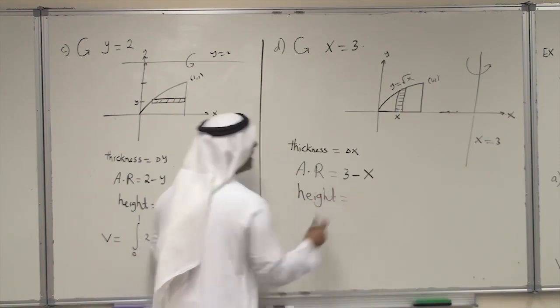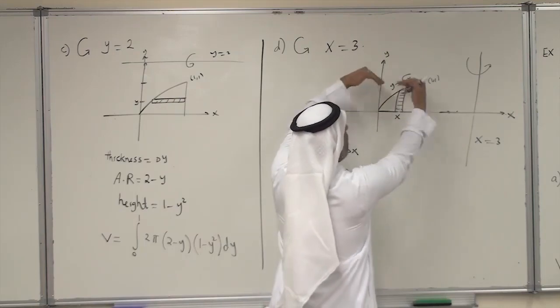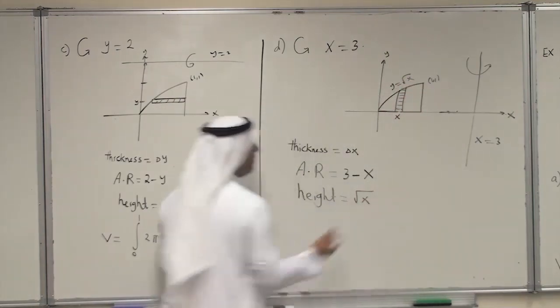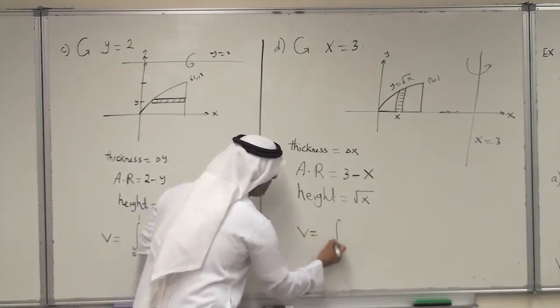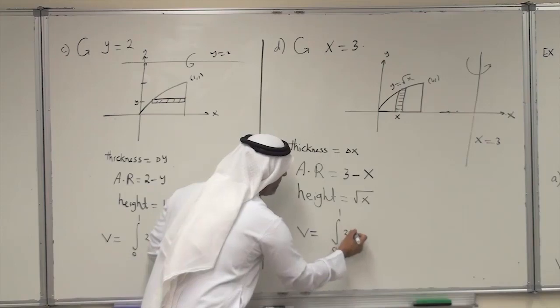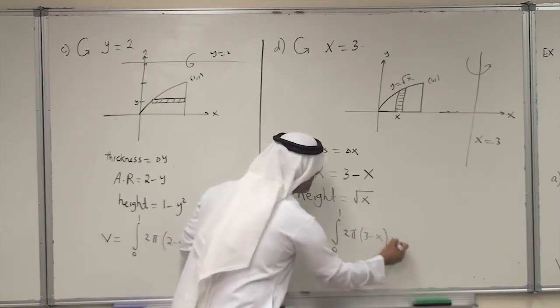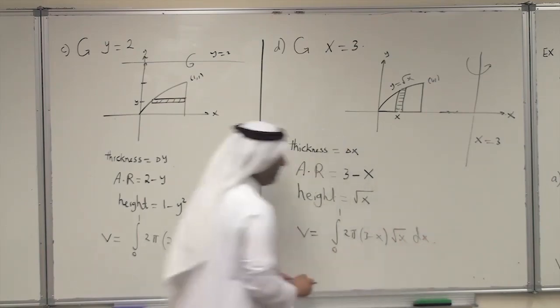What about the height of this? What is the height of the shell? This is the altitude from here to here. So it is y at the top minus y at the bottom. That is just radical of x. So what is the volume then? The volume will be the integral from 0 to 1 of 2 pi times the average radius, 3 minus x, times the height, radical x, times the thickness, dx.